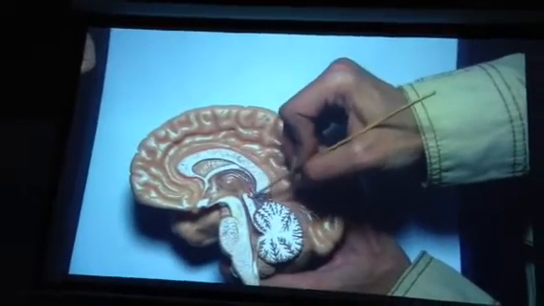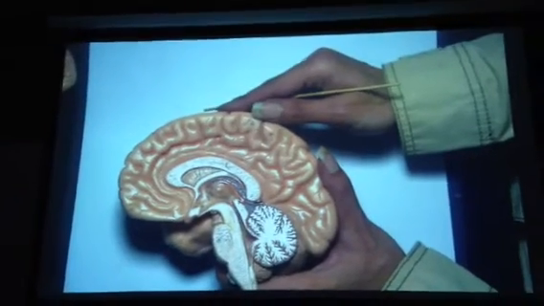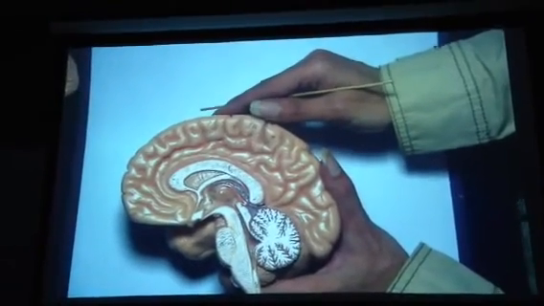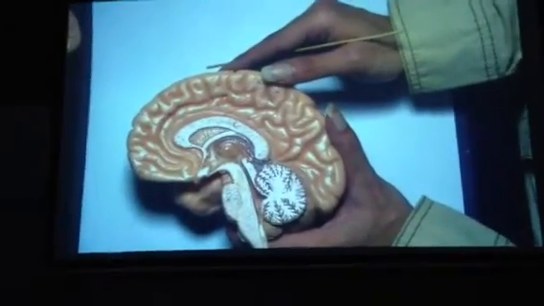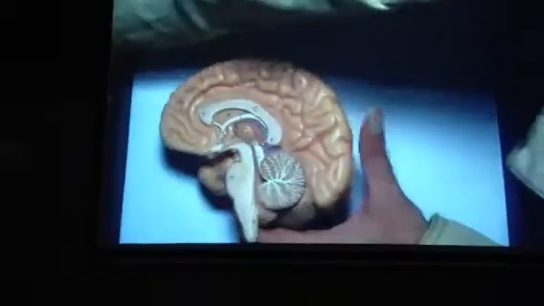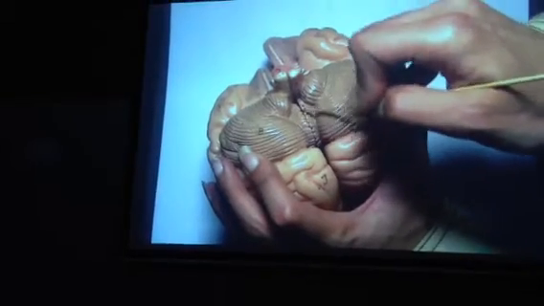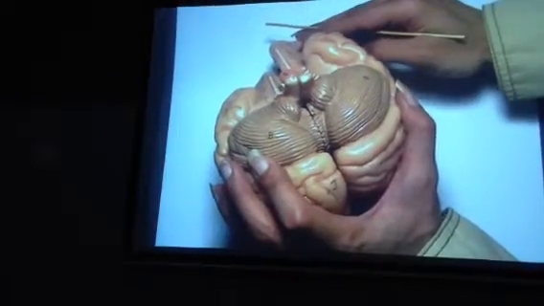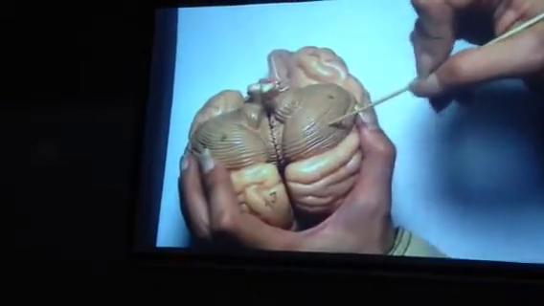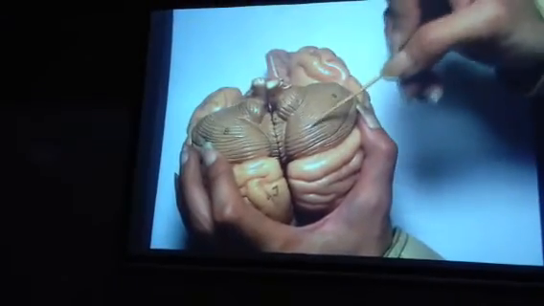What about the ventricles? The ventricles I'm going to show you on another model. Scratch off cerebral peduncles. We did the vermis. Remember, the vermis looks like something else. The vermis is right in the middle here. That's the vermis. And the folia is the surface of the cerebellum. All of these folds.